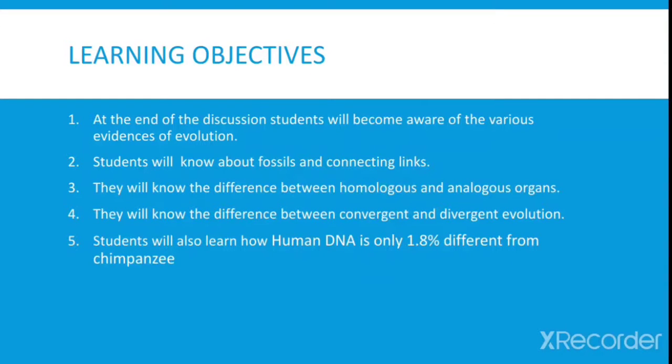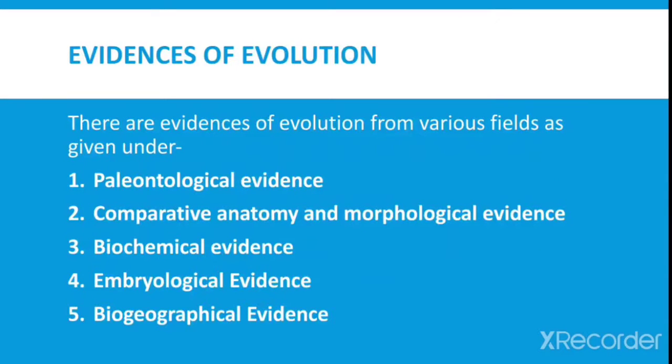Students will also learn how human DNA is only 1.8% different from that of chimpanzee. Evidences of evolution. Now, if we have to accept anything, then we require an evidence for that. So, for evolution also, there are evidences from various fields, namely paleontological evidence, evidence from the comparative anatomy and morphology, biochemical evidence, embryological evidence, and biogeographical evidence.